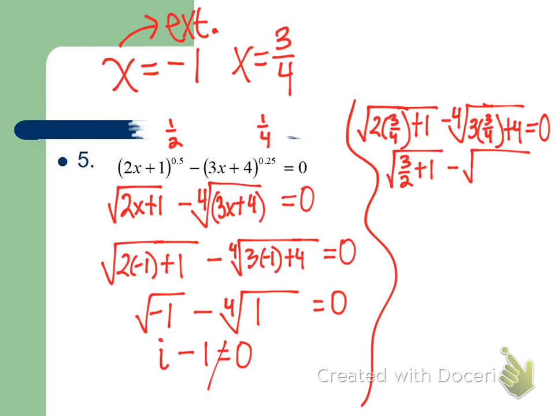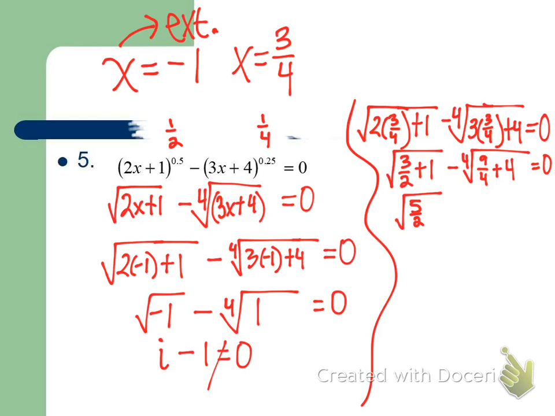What about 3 times 3/4? 9/4. Okay, and we're adding 4 to that. So we have 3/2 plus 1, that's 5/2.